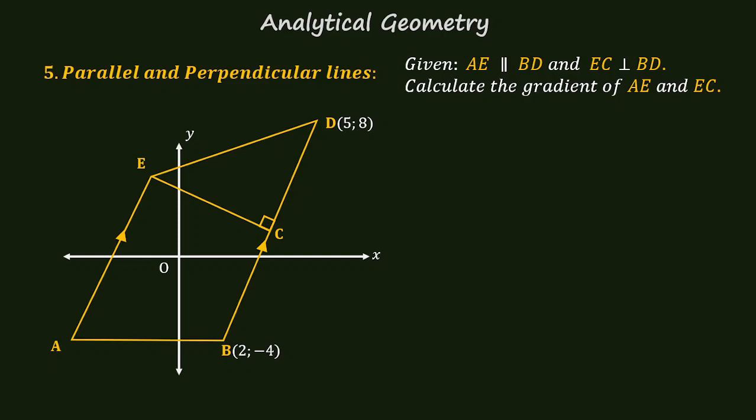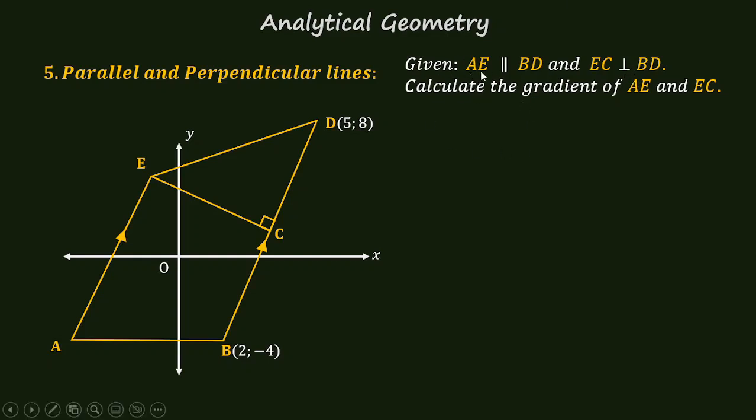And what you need to know about perpendicular lines: if 2 lines are perpendicular to each other, or they make an angle of 90 degrees at the point of contact, then you must know that the product of their gradients will always give you -1. So in this case, I have a straight line EC and a straight line BD. If I multiply the gradient of the straight line EC with the gradient of the straight line BD, the answer will always be -1, because the 2 straight lines are perpendicular to each other.